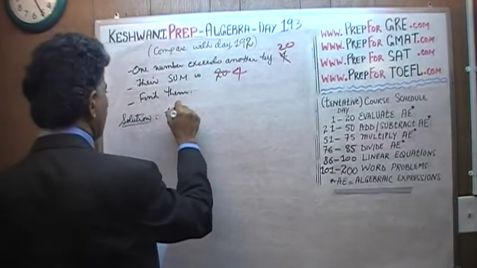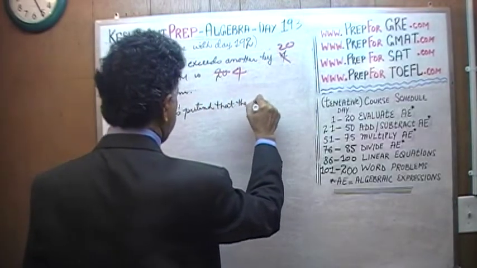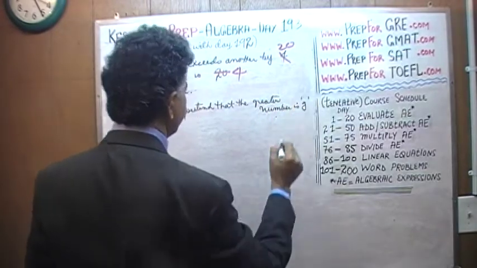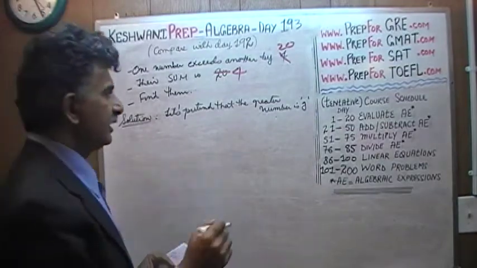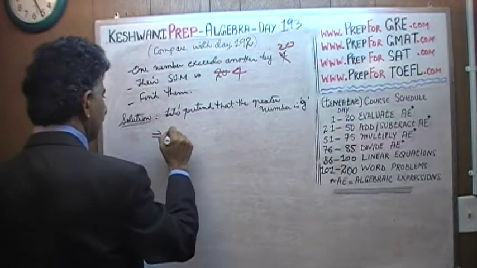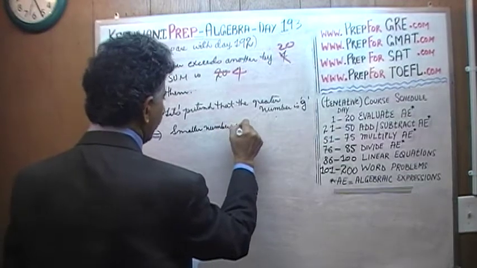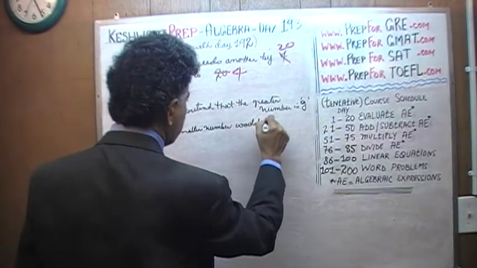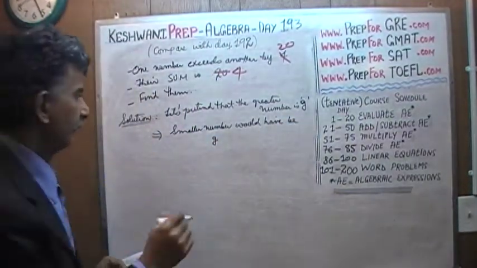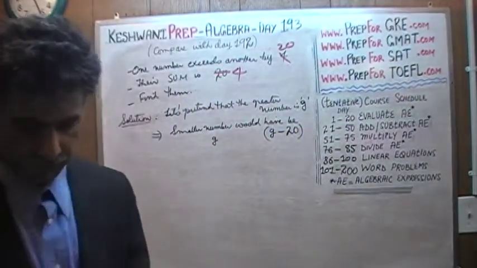Let's pretend that the greater number is G. If the greater number is G, then the smaller number would have to be whatever G is, whatever the greater number is, minus 20. Why?